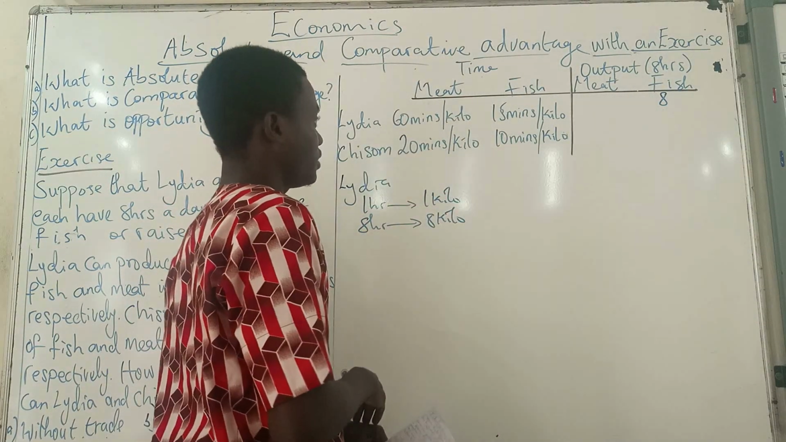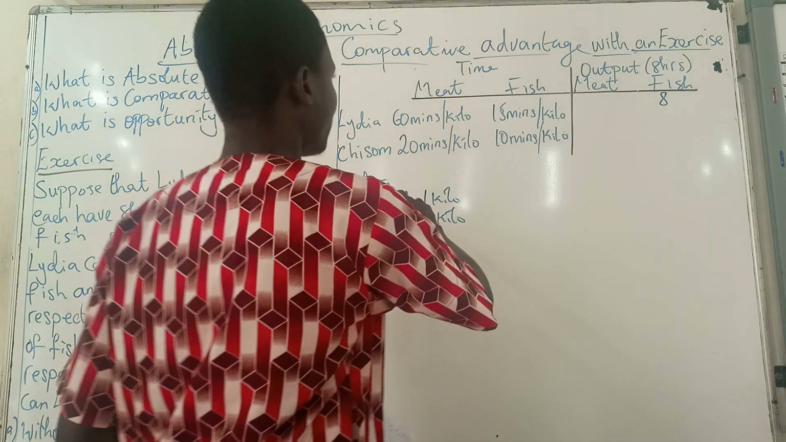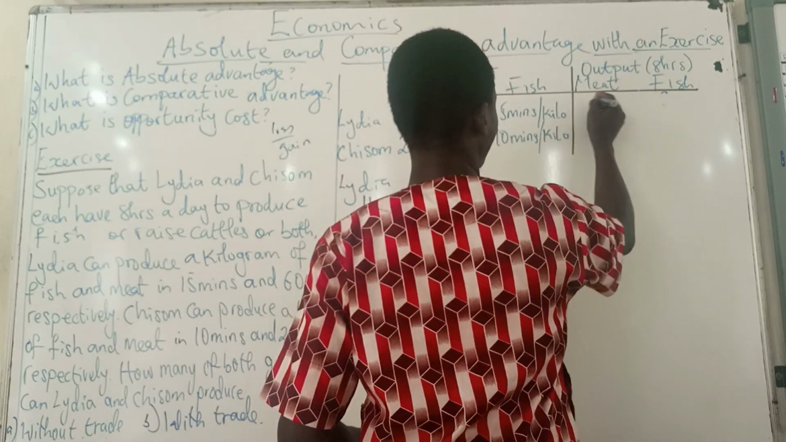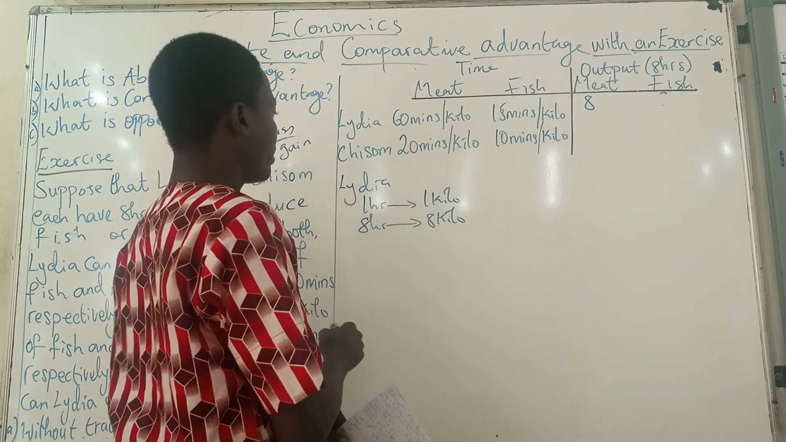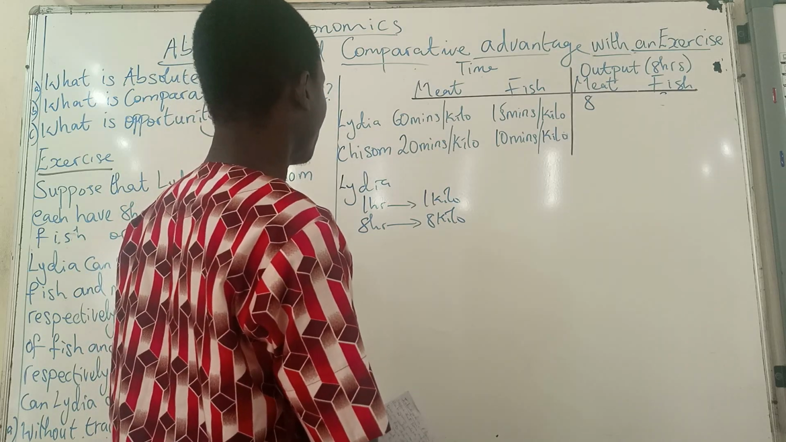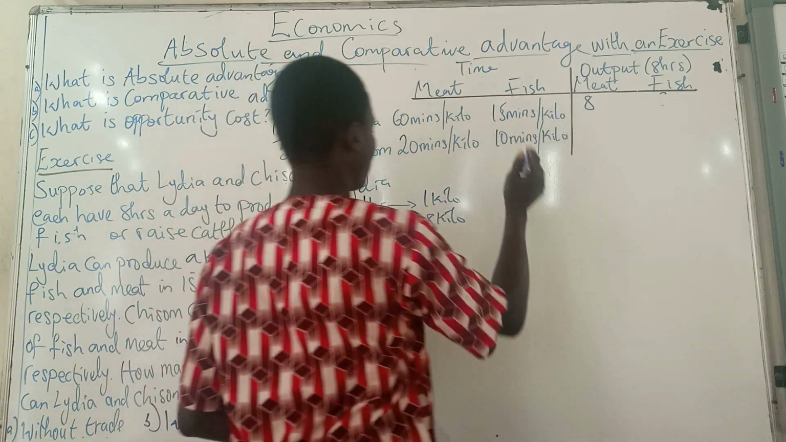So meat should be having 8 here. Alright, no, I've mixed things up. At 60 minutes per kilo, it's going to be 8 here. This should be of meat. Alright, so then let's talk about fish. So Lydia can produce fish at 15 minutes per kilo.